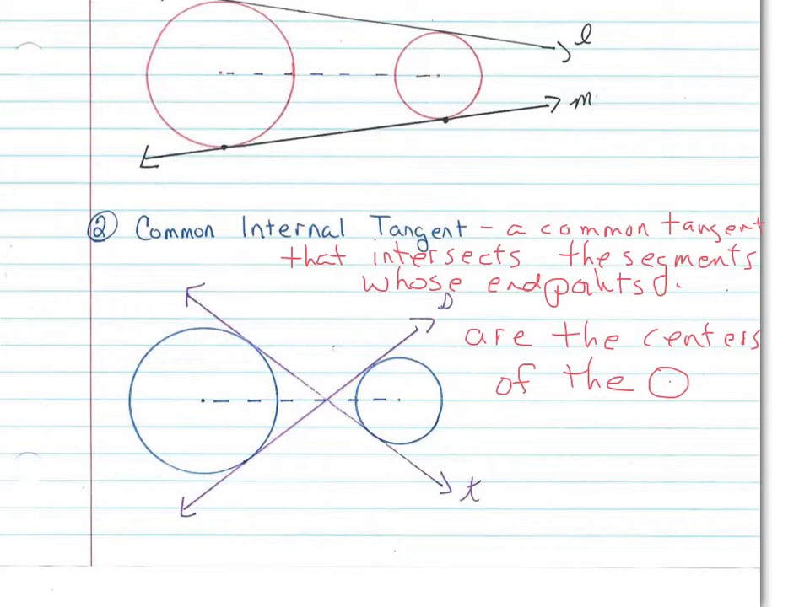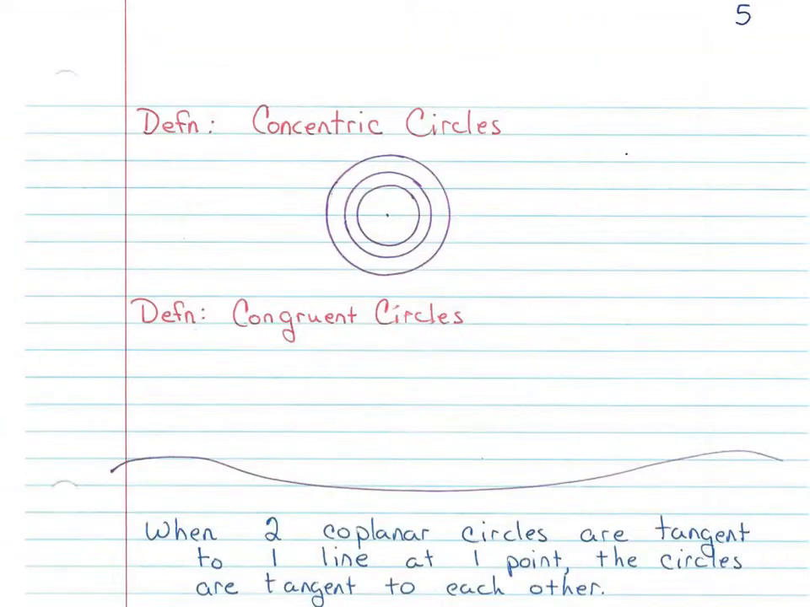Whose endpoints what? Are the centers of the circle. All right? Concentric circles are two or more coplanar circles that have the same center.